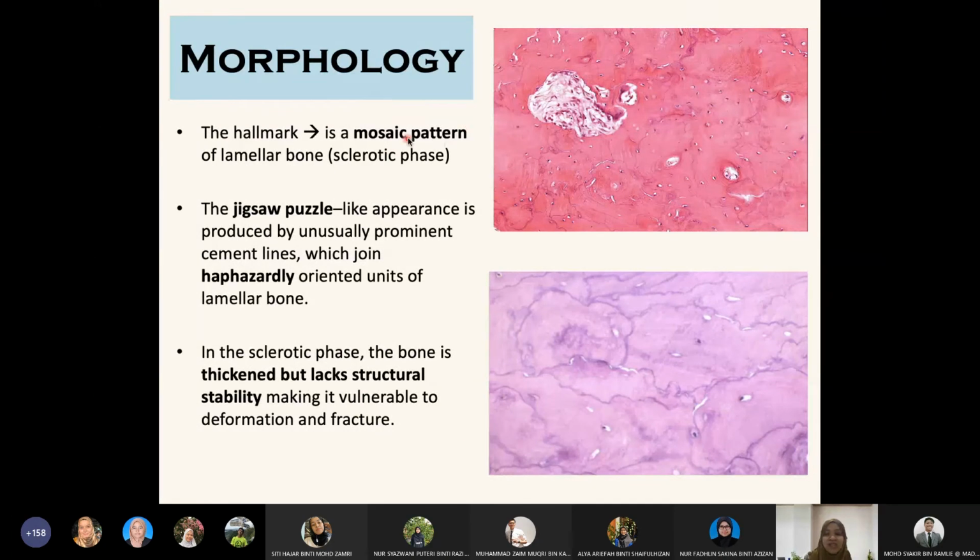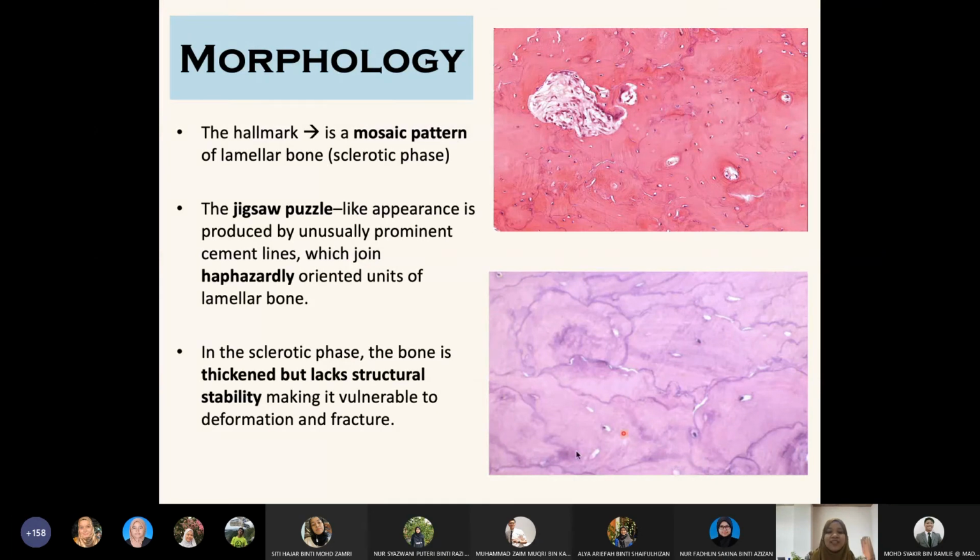Okay, so morphologically, the most significant and the most important will be the mosaic pattern, which occurs in the sclerotic phase. If you can appreciate, this looks like a mosaic to me, but some students say they cannot see it, doctor. Okay, but I think this is like a mosaic pattern, like a jigsaw puzzle appearance, and the bone is joined haphazardly actually. Okay, and this happens in the sclerotic phase.